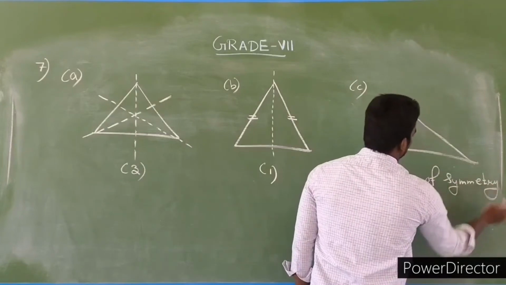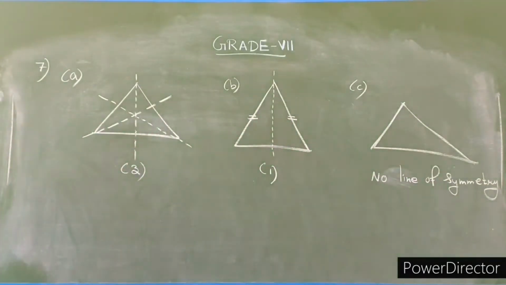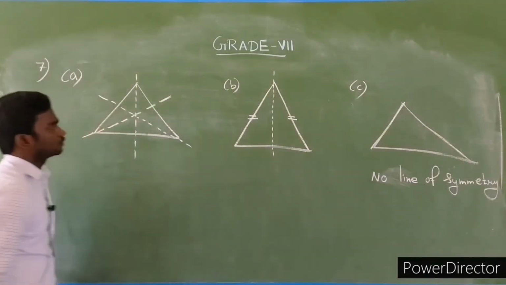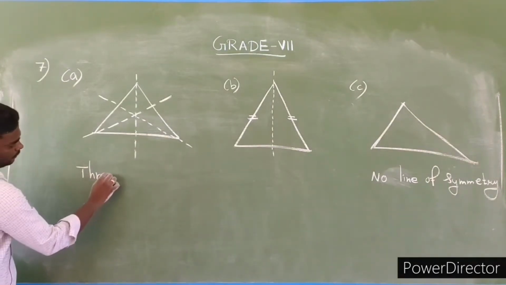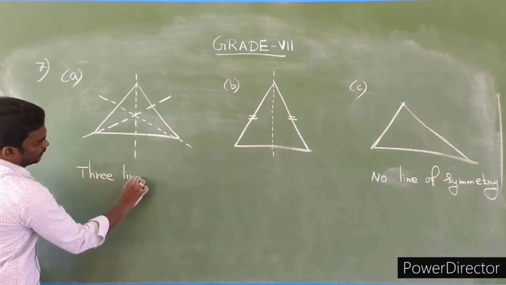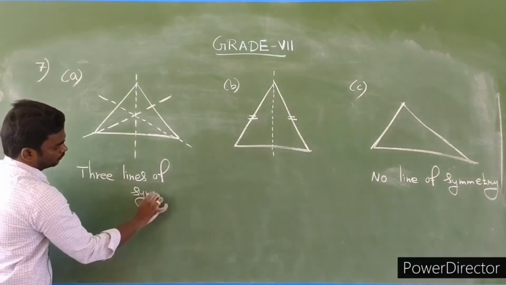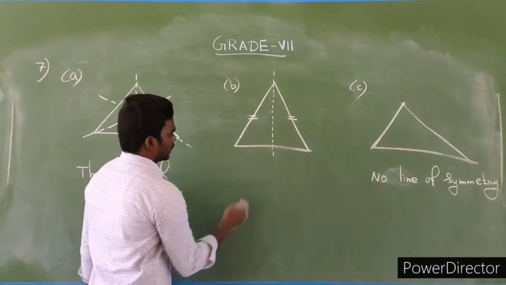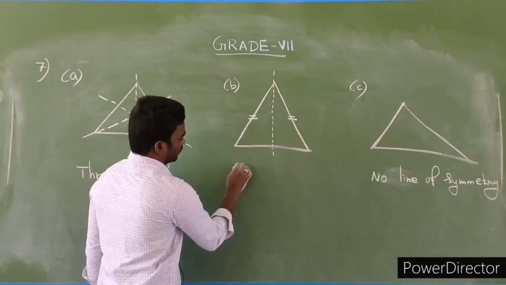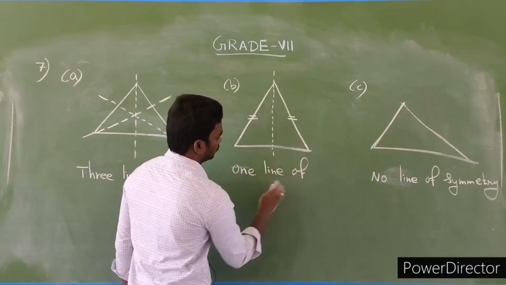The isosceles triangle has one line of symmetry and the scalene triangle has no line of symmetry. Then the equilateral triangle has three lines of symmetry. Equilateral triangle, three lines of symmetry. Isosceles triangle has only one line of symmetry.